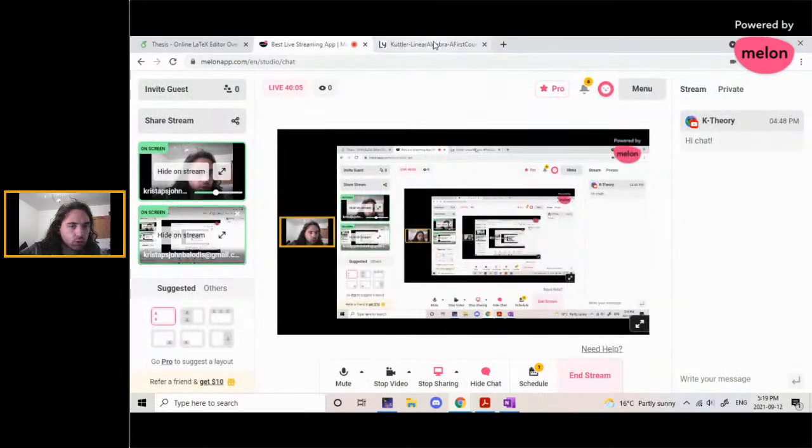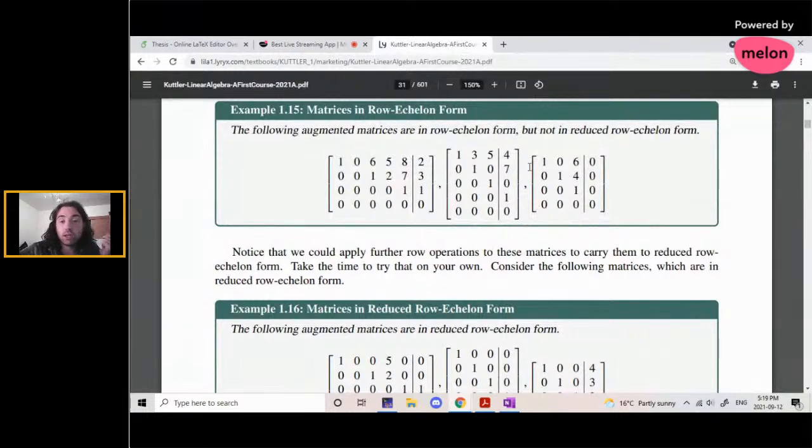Let's see, everything's working right. Okay. So then we look at this third matrix here. And yeah, again, all the conditions are satisfied. Row of zeros is at the bottom. Leading entries go down and to the right, and they're all equal to 1.